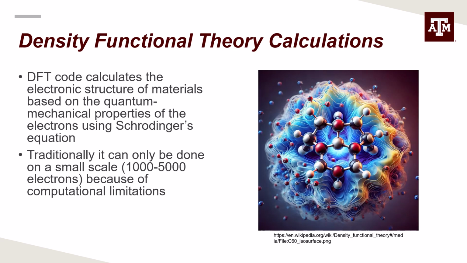So, density functional theory code. This code calculates the electronic structure of materials based on the quantum mechanical properties of the electrons using the many-body Schrödinger equation. Traditionally, it can only be done on a small scale, 1,000 to 5,000 electrons, because of computational limitations. This means that we can't really use this for our very large interfaces where we want to capture the entire defect pattern.